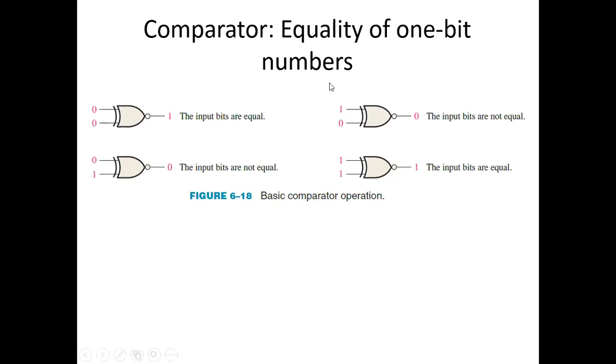Now, let's look at a simple comparator. The simplest comparator that we can have is an exclusive NOR gate, which checks whether two bits are equal. Look at this. When we have 0, 0, the output will be 1, so the two input bits are equal. But when we have 0, 1, the output will be 0. Or when we have 1, 0, the output will be 0, which shows that they are not equal. Also, when we have 1, 1, the output is 1, since the input bits are equal. So this is a basic comparator operation which checks for equality of 1-bit numbers.